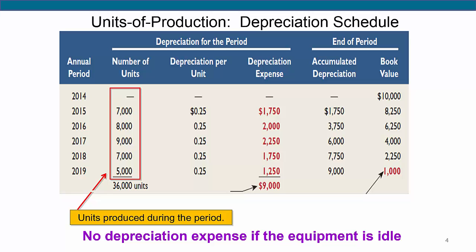This graphic shows that depreciation expense depends on the unit output, and the accumulated depreciation is the sum of the current and prior years' depreciation expense. And finally, the book value declines each period until it equals salvage value at the end of the asset's useful life. Note also that we don't depreciate an asset if it is idle.